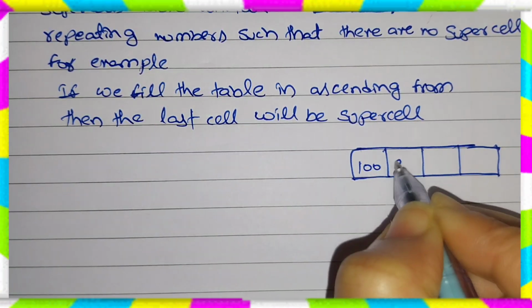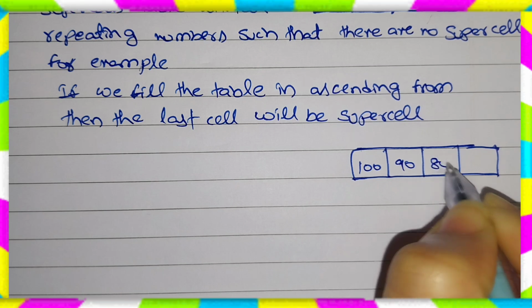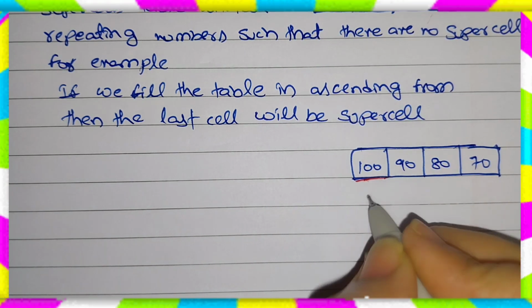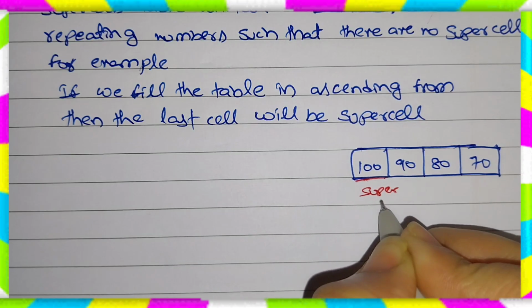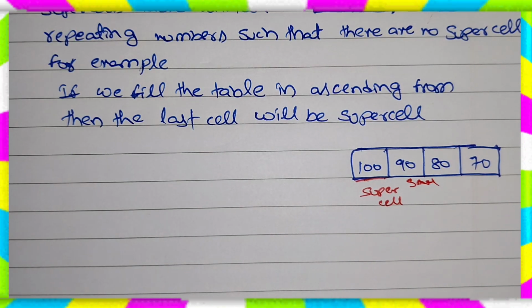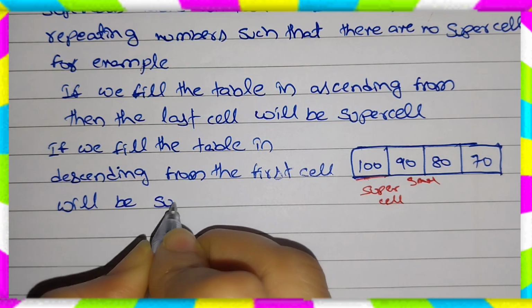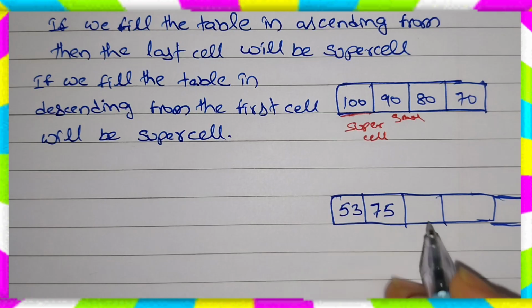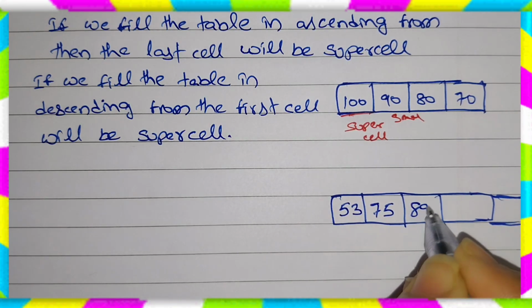Next, if you fill the table in descending form, the first cell will be a supercell, because if you observe here I have written in descending order 100, 90, 80, 70. So 100 is a supercell. The next number is smaller, so 90 is not a supercell. If we fill the table in descending form, the first cell will be a supercell.